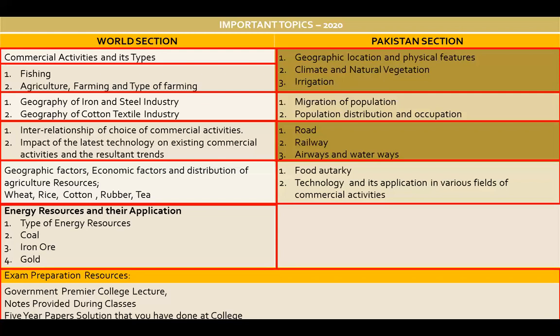Finally, exam preparation resources. As you know, I gave a lecture at the Government Premier College, and most students benefited from that lecture. Notes provided during classes and the 5-year paper solutions that you have done in college are the exam preparation resources. Feel free to contact me if you find any difficulty or strain in preparing for your examination.